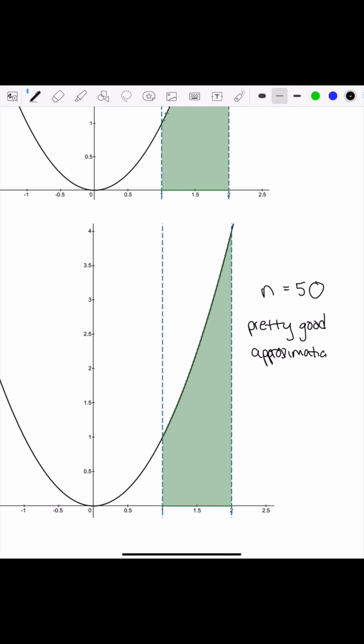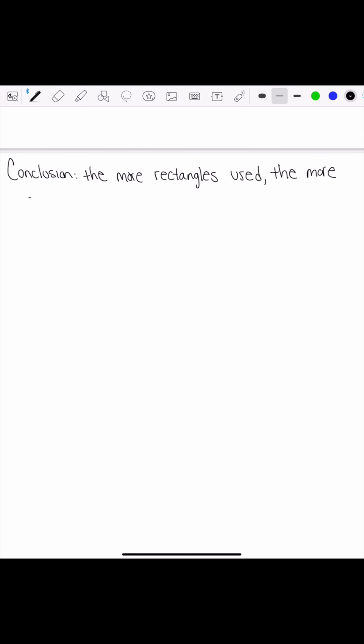So the conclusion that we draw then is that the more rectangles we use, the better, right? So conclusion: the more rectangles used, the more accurate the approximation.